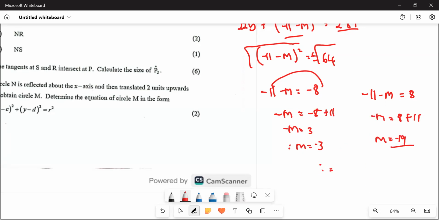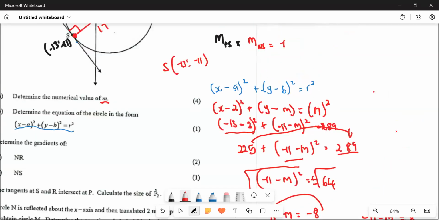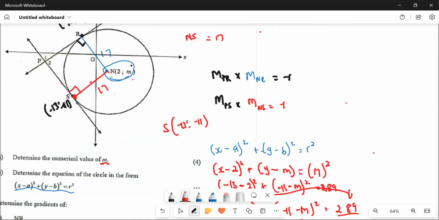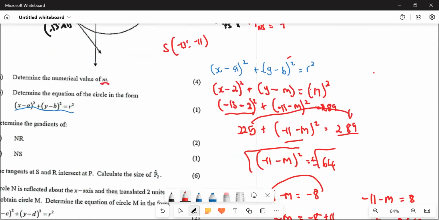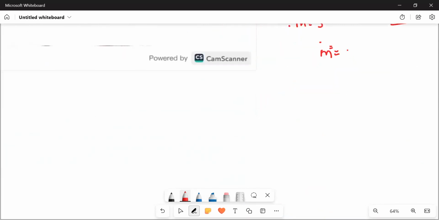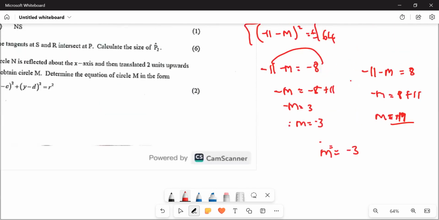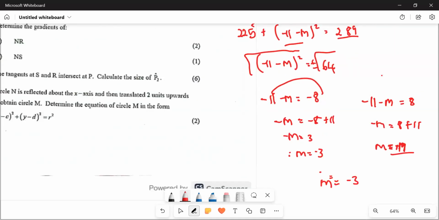Therefore, they said m should be less than 0. So we take the negative ones. If you compare these two, we are going to take minus 3, because it's closer. So if we take that one, here we are going to have minus 3. Are we getting a positive or negative? We get negative.